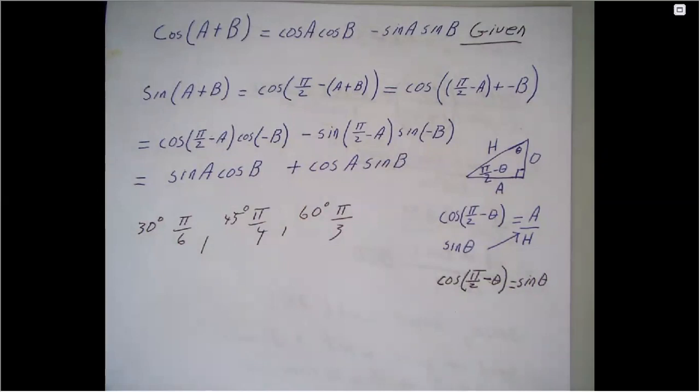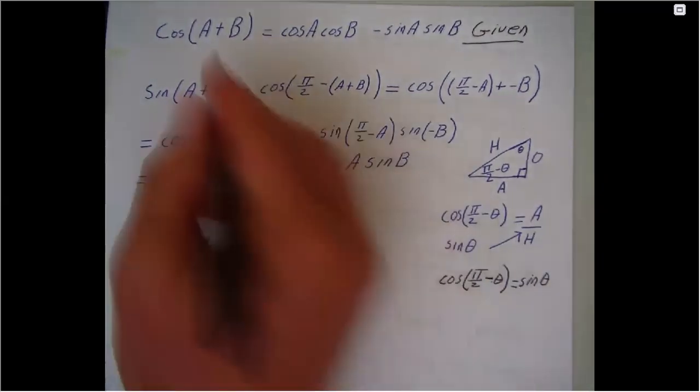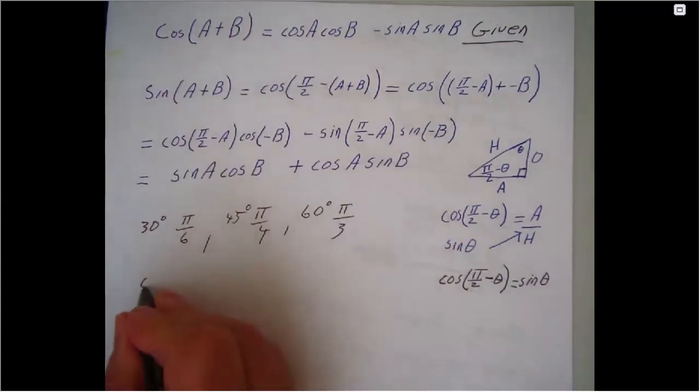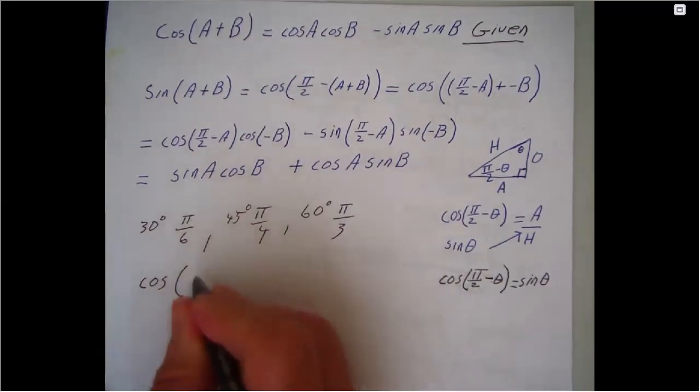Now, what we can do with these new formulas is actually come up with the exact values for angles other than these nice angles. And let me give you a concrete example. Now, an identity, and I'll just write it down so we can see what we're doing here.